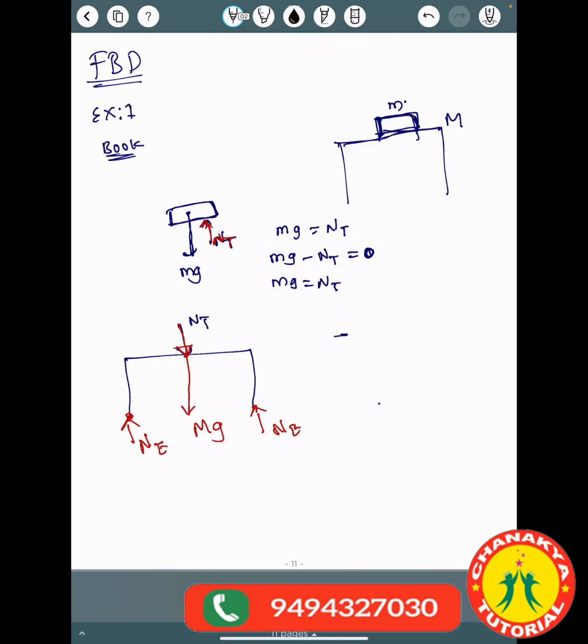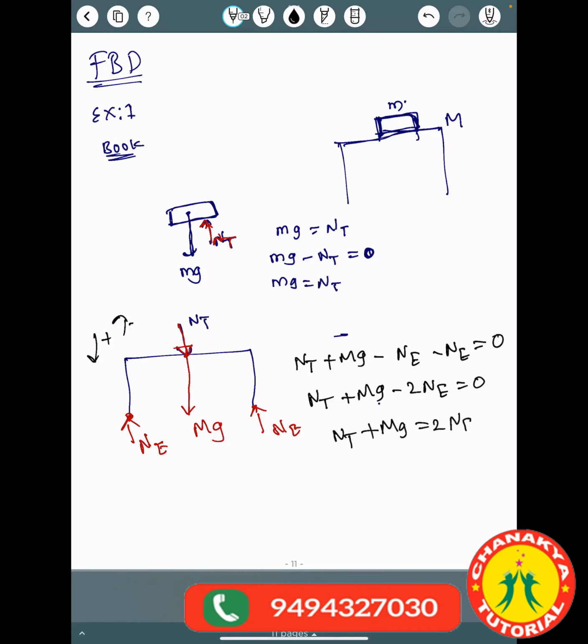So now tell me, the table is at rest. So the sum of all forces has to be 0. I will take down direction as positive, up direction as negative. So I will sum all the forces. Down forces are what? Nt plus Mg, minus Ne, minus Ne. All forces should be equal to 0 because my table is not moving. So from here, Nt plus Mg minus 2 times Ne equal to 0, correct? Nt plus Mg equal to 2 times Ne, correct?